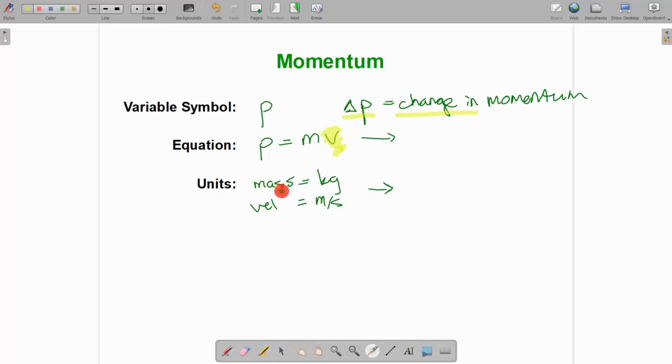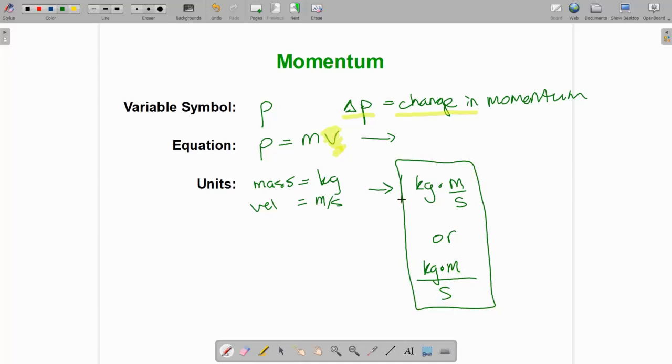Now looking at units here. For mass, those units are kilograms. For velocity, those units are meters per second. So when you multiply them together, it is natural that they come out to be a kilogram times a meter per second. Or you might also see it written like this: kilogram times a meter, all of that over a second. I just want you to be comfortable with seeing it either way and recognizing what it is. That makes sense, right? It's mass times velocity, kilograms times meter per second.